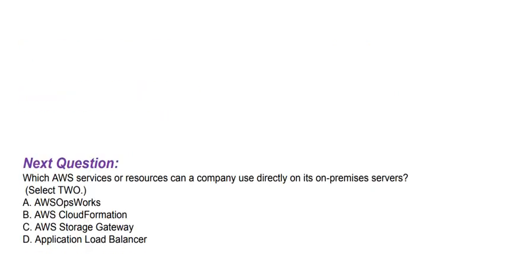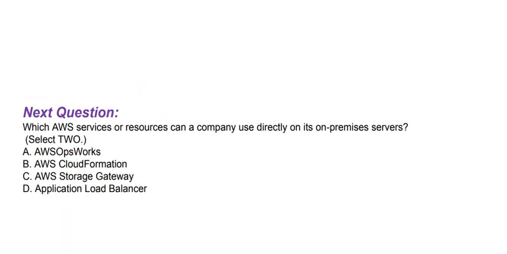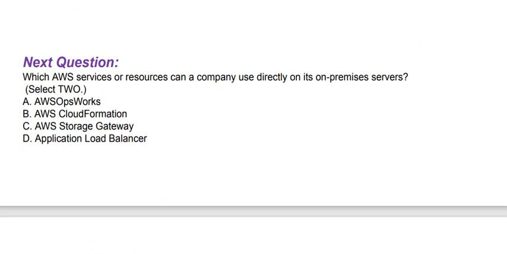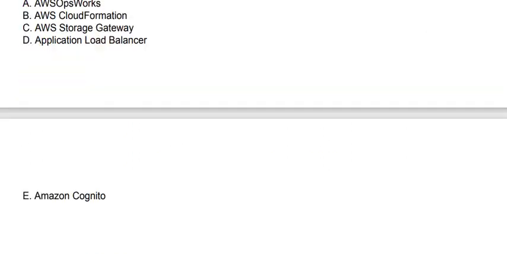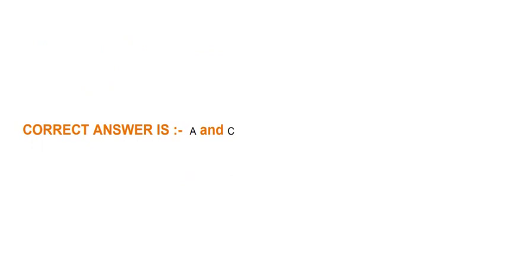Next question is, which AWS services or resources can a company use directly on its on-premises servers? Select two options. Option A, AWS OpsWorks. Option B, AWS CloudFormation. Option C, AWS Storage Gateway. Option D, Application Load Balancer. And option E, Amazon Cognito. The correct answer is option A and C.